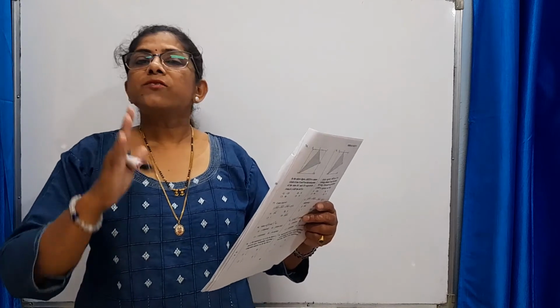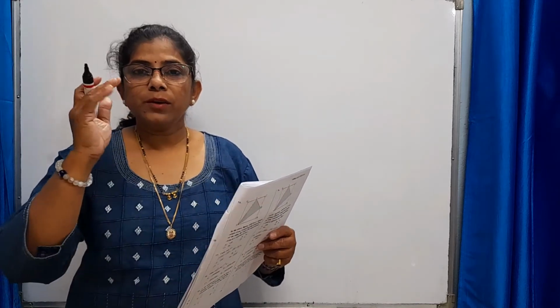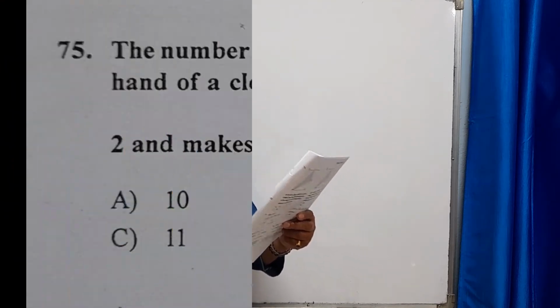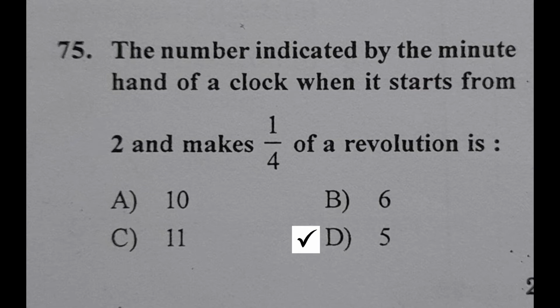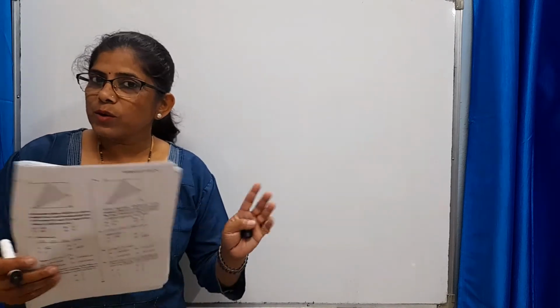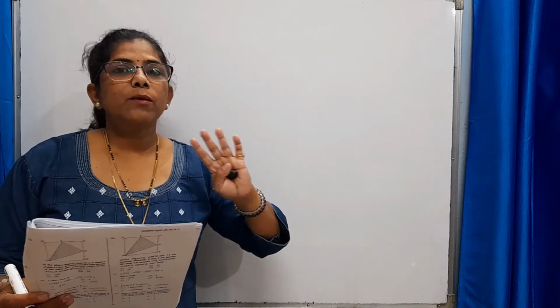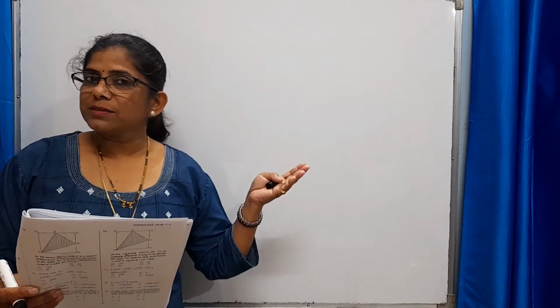So when the minute hand starts from 2 and after completing the 1/4 revolution, it will cross 3 hours. 3, 4, 5. Means after completing 1/4 revolution, the minute hand will reach the number 5. So we can say this is a question of common sense. You have to just think of the clock, half, 1/4, 3/4, whatever number is given, divide that 12 by that number and the answer is ready.